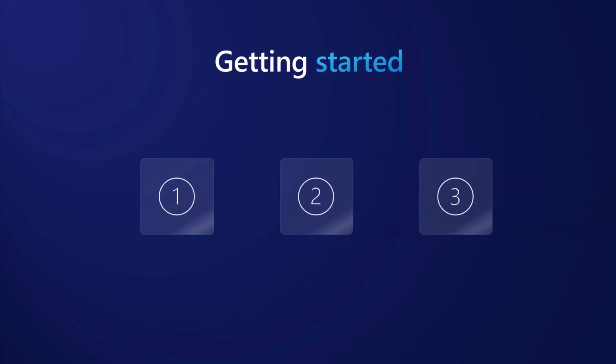So getting started with the Azure Developer CLI tool is a three-stage process. The first one is to select a template. The second one is to get the code and deploy the template by running AZD up. And the third step is to customize the app to meet your needs.